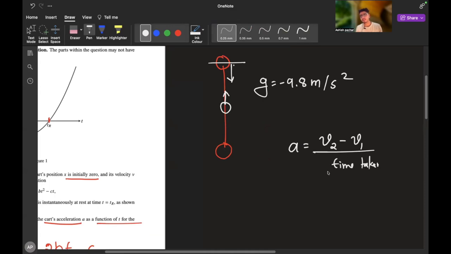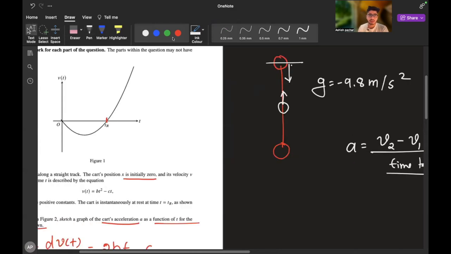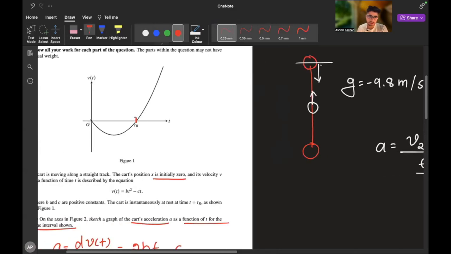So the point here is, it might be that the final velocity is zero, or it might be that the initial velocity is zero. It doesn't mean that acceleration is zero at the moment when the velocity is zero. So you have to take care of that. And you can see it from the slope also.